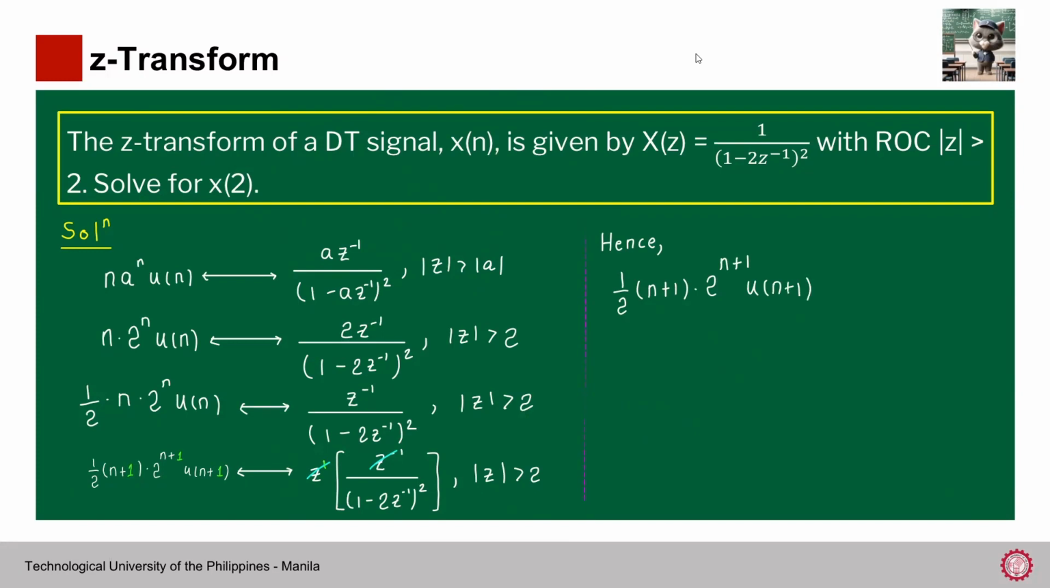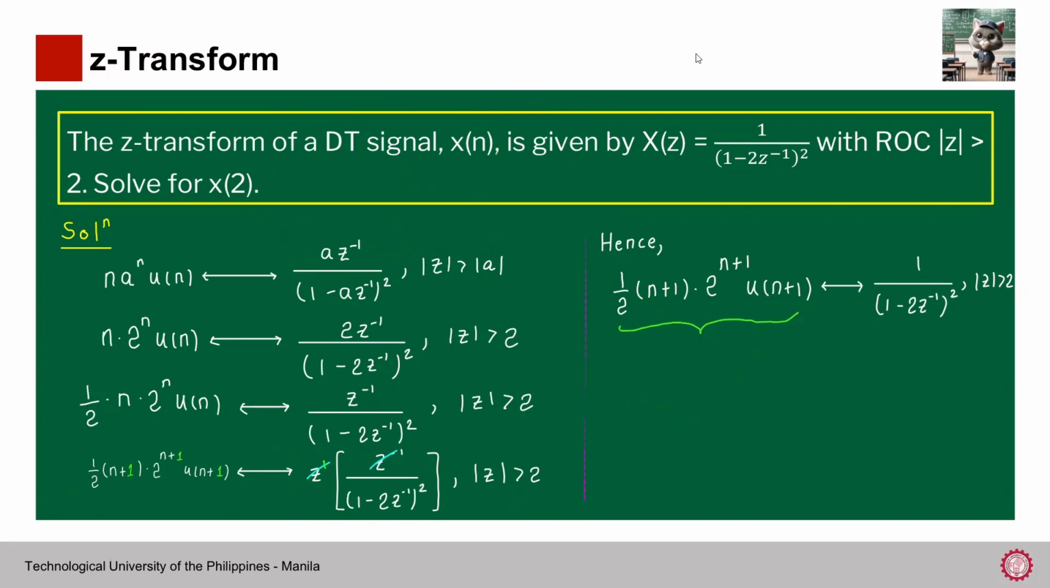Okay. So this is the inverse Z transform ni 1 over 1 minus 2z raised to negative 1 whole square, with mod of z greater than 2. Okay? So here's the answer, guys. So you can further simplify this, no?